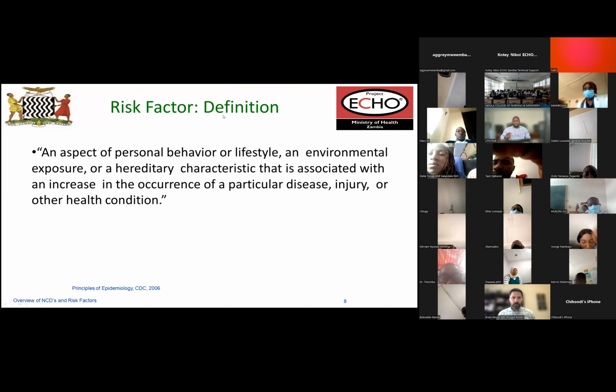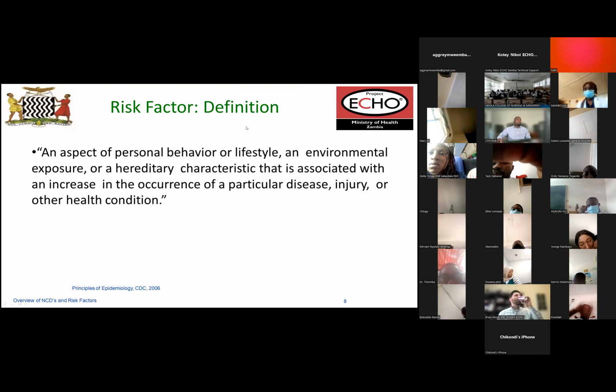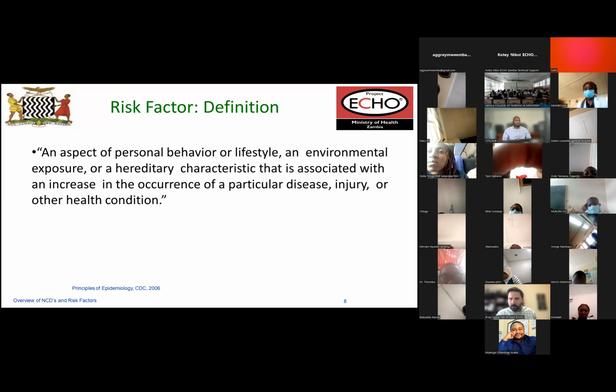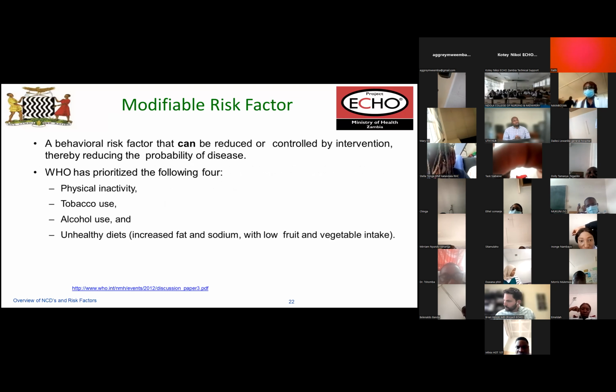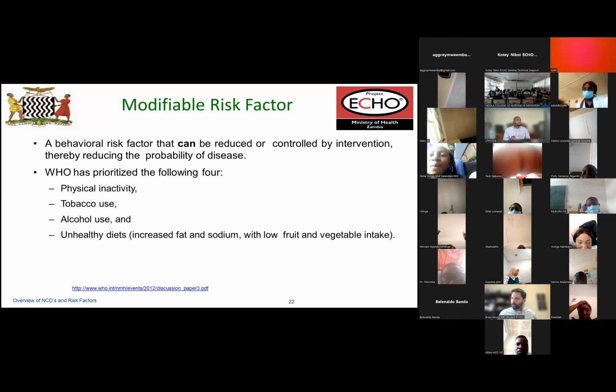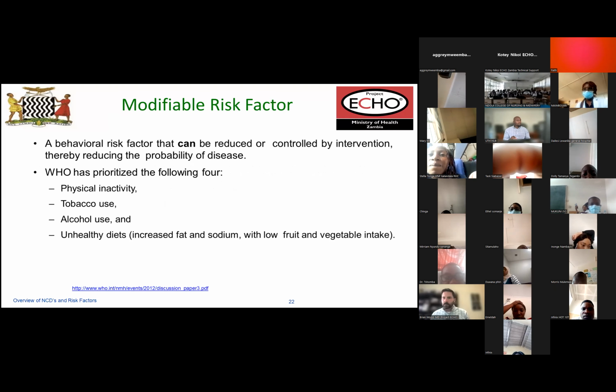Thank you. So what is the risk? A risk factor is an aspect of personal behavior or lifestyle, an environmental exposure, or a hereditary characteristic that is associated with an increase in the occurrence of a particular disease, injury, or other health condition. A behavioral risk factor that can be reduced or controlled by intervention, thereby reducing the probability of disease, is called a modifiable risk factor. And WHO has prioritized 4 of them: physical inactivity, tobacco use, alcohol use, and unhealthy diets.